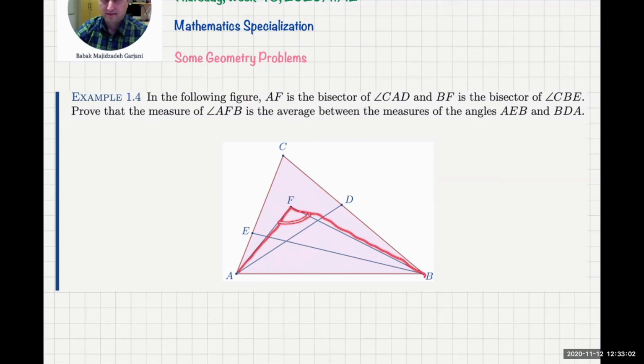So it means that if you want to find this angle, this is the average between this angle here, AEB, and BDE. So in other words, if I give you these and ask you what this is, you just add them and divide by 2, and you will get this angle. We want to show that this is not a coincidence. If you respect what is given in the problem, this angle that you get is always the average between these two angles.